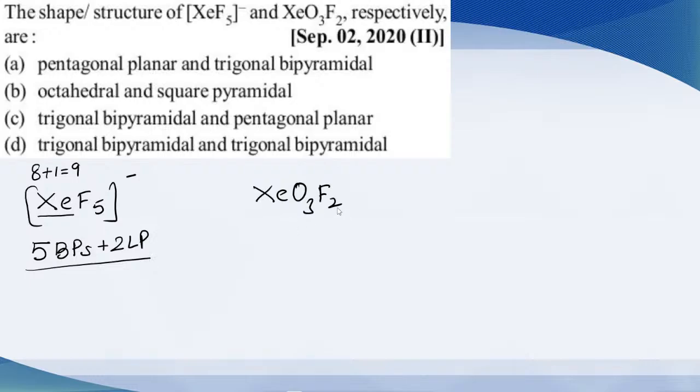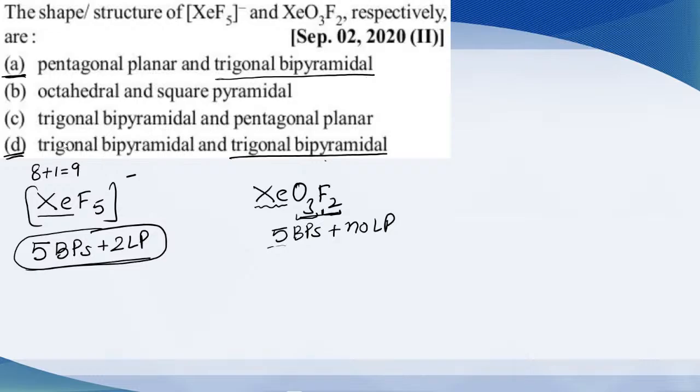And XeO3F2, how many bond pairs are there? Again 5 bond pairs, 3 oxygens and 2 fluorines. So 3 oxygens used 6 electrons, 2 fluorines used 2 electrons. So total 8 electrons are used, and xenon has 8 electrons only. So no lone pair. That means XeO3F2 is trigonal bipyramidal. So see, two options are there, trigonal bipyramidal, trigonal bipyramidal. So out of A and D, we have to see. Now there are 5 bond pairs along with 2 lone pairs. That means trigonal bipyramidal shape cannot be possible. So that means A option is only possible.